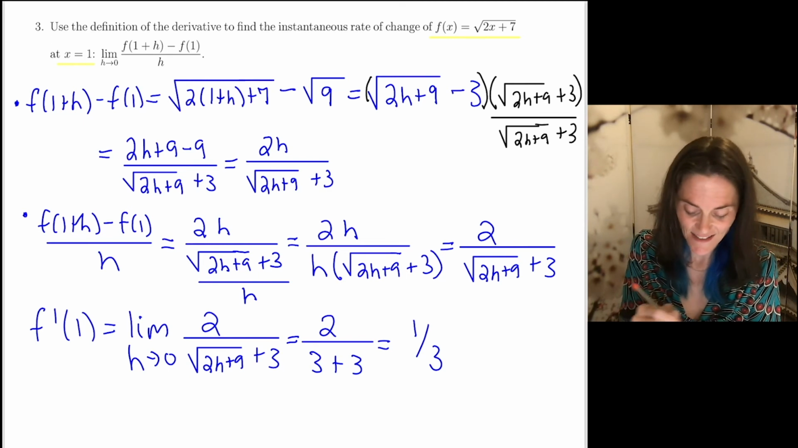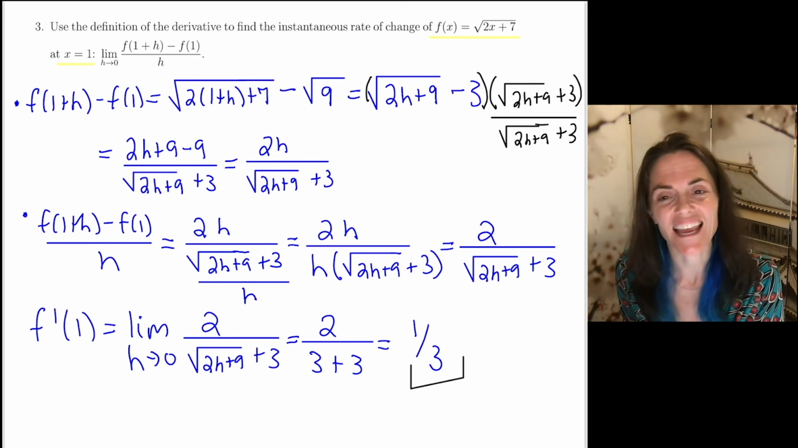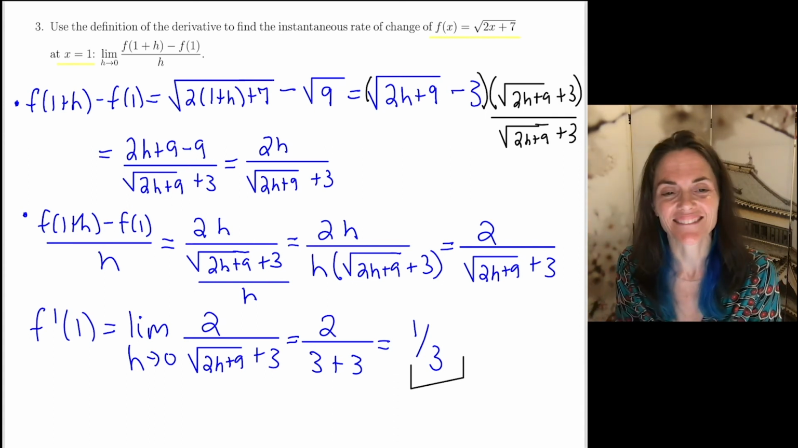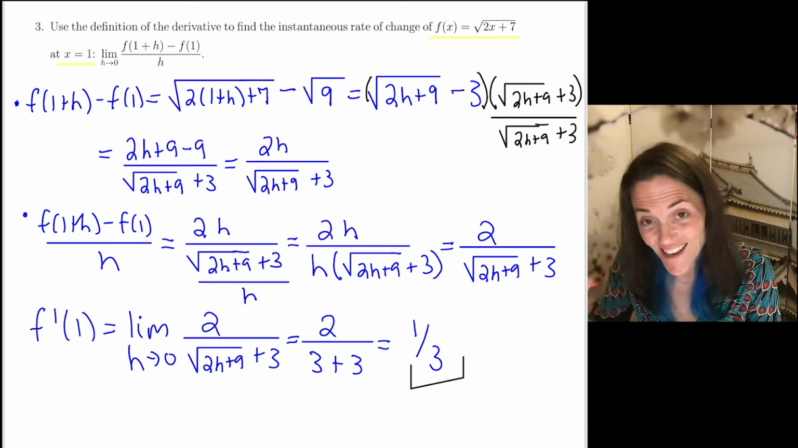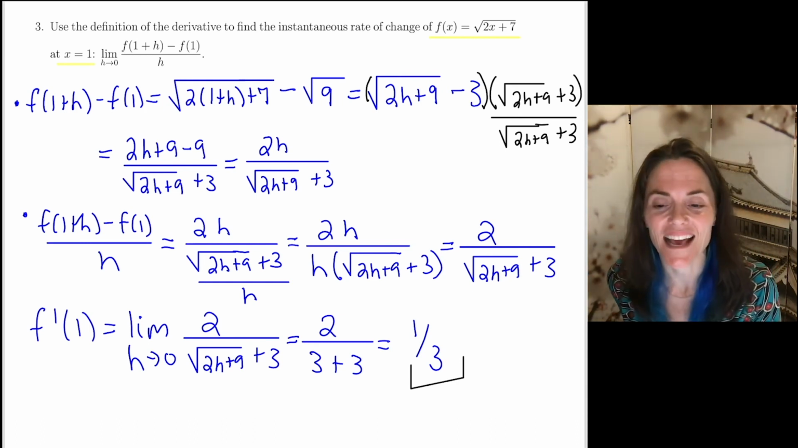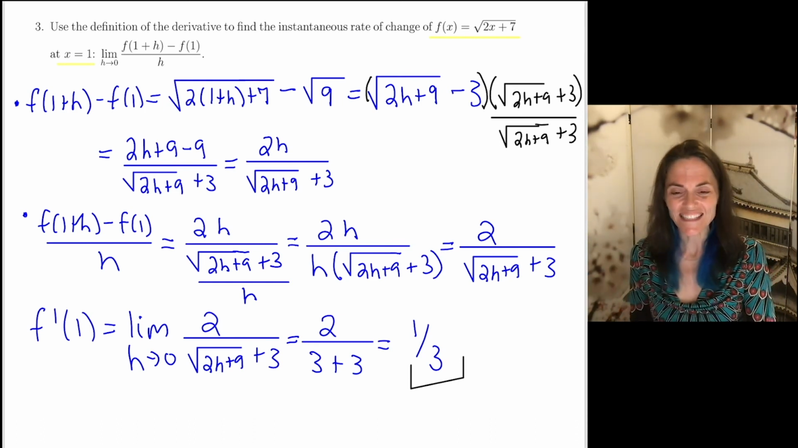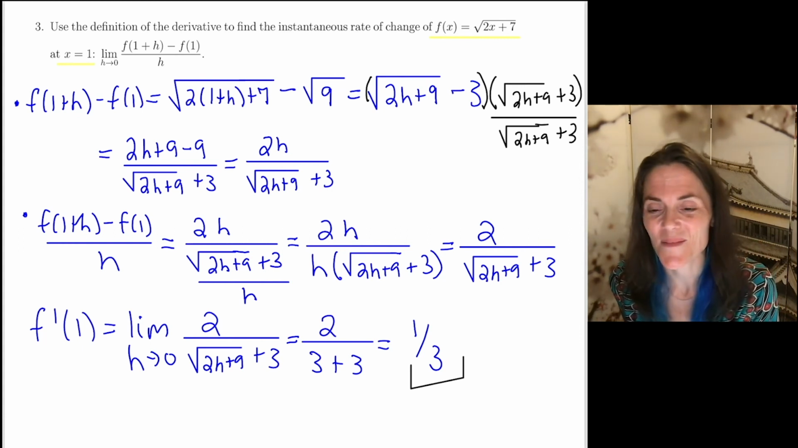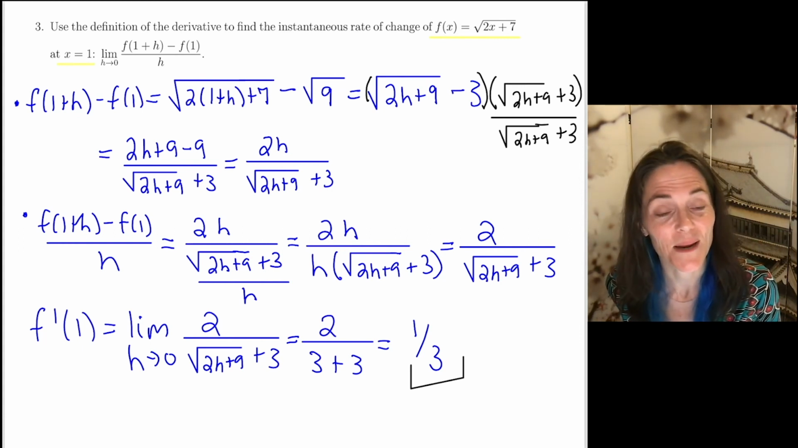This is the instantaneous rate of change of this function at x equals 1. It's also the slope of the tangent line at x equals 1. It's also the derivative evaluated at x equals 1, right? That is all of these quantities, but this is the end of number 3.